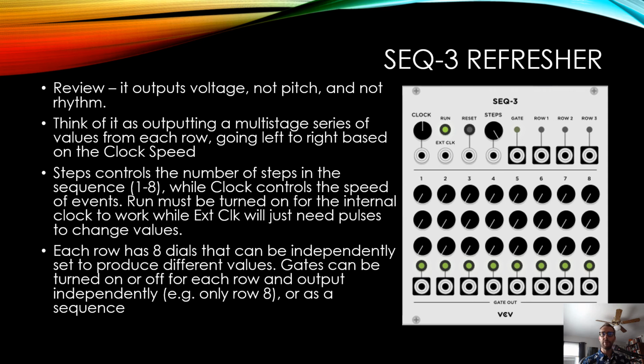For every one of those values, it outputs a paired gate, either using the gate output up top next to the row outputs, or in the column corresponding to whichever column it's currently playing. And you can turn those columns' gate outputs on or off using the green buttons below it. If you want to use the clock control on the sequencer, then you make sure that run is turned on, and then you can use the clock dial. Otherwise, you can just connect an external clock to the external clock input, and it will work.